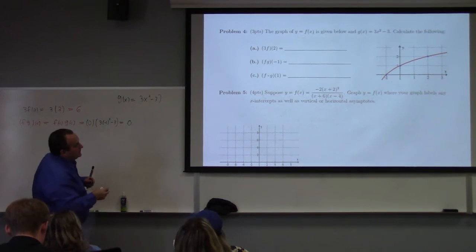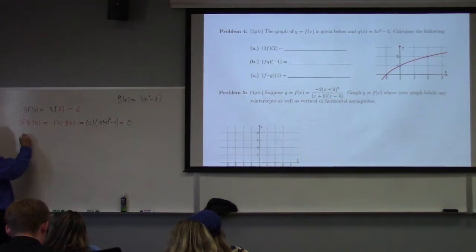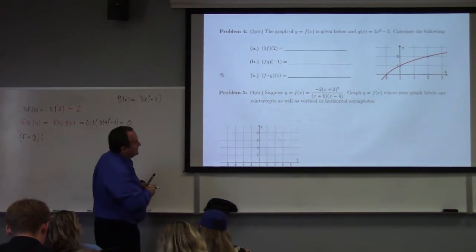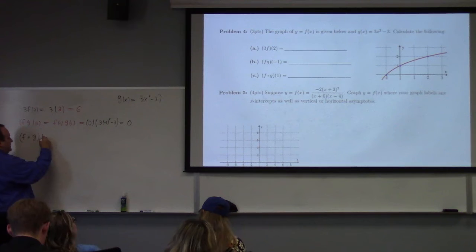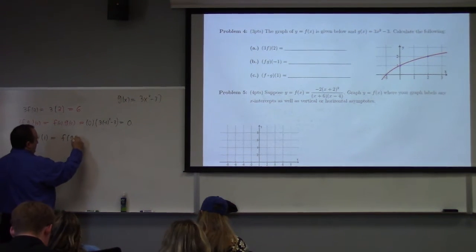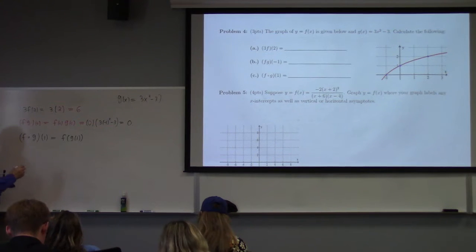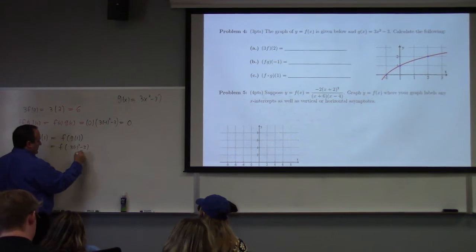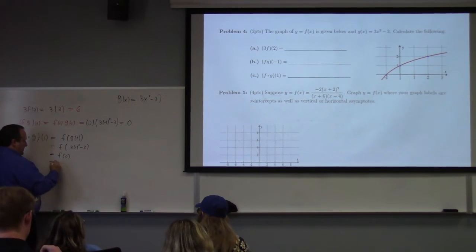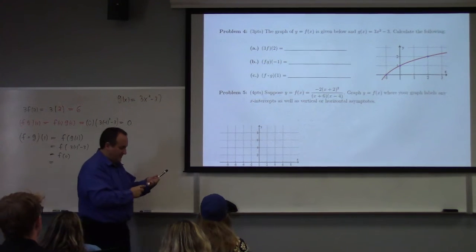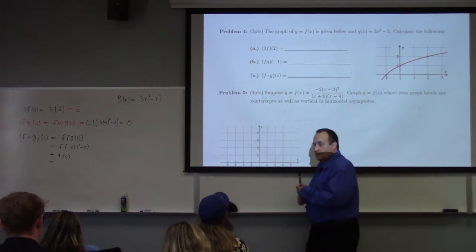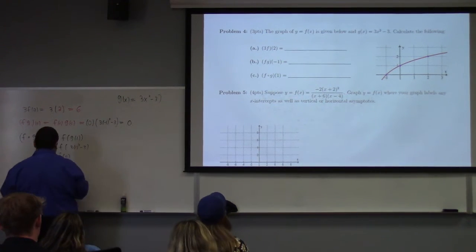Now the last one, f composed with g. That little circle means something, so that's the composition of f and g. We'll be talking a lot more about that after test 1, because we're going to cover inverse functions next. But f composed with g of 1, by definition, is f of g of 1. What is g of 1? g of 1 is 0, because that's 3 times 1 squared minus 3, which is f of 0. What is f of 0? Well, I got to go back to my graph again. f of 0 is 1. So that's all there is to that one.